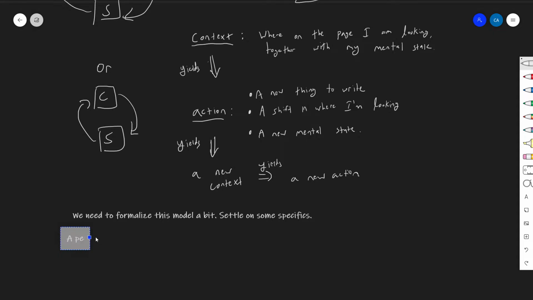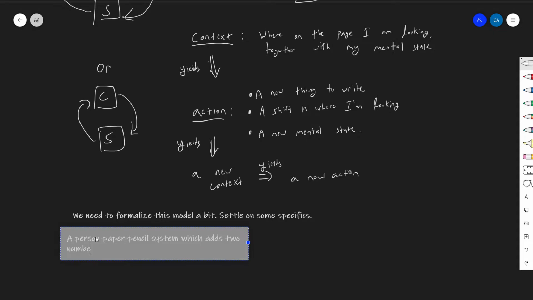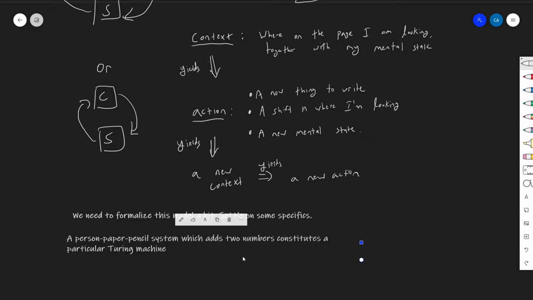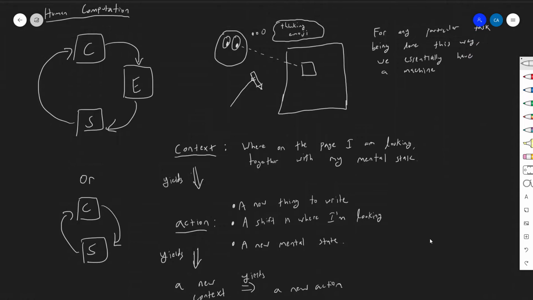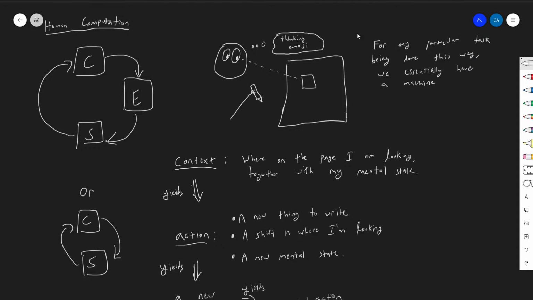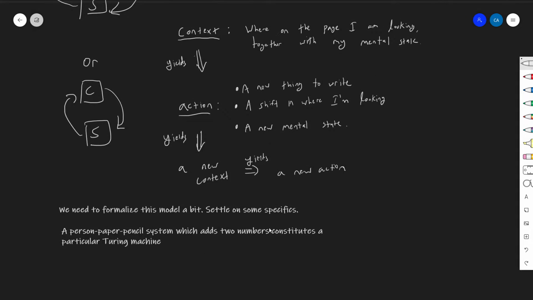So a person, paper, pencil system, which, let's say, adds two numbers, constitutes a particular Turing machine. We're going to call these systems that do a particular task Turing machines. We're not thinking yet about any vacuum tubes or transistors or anything. We're thinking about this, but we are going to call this system nonetheless a machine. And we're going to call it a Turing machine because Turing is the inspiration for it, right? So that's what a Turing machine is.